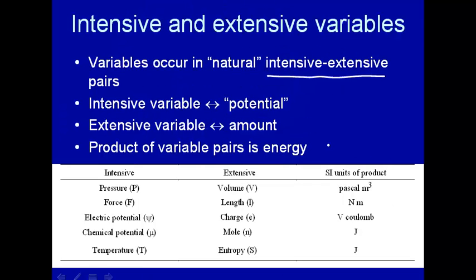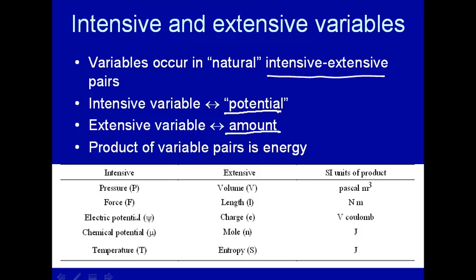Okay, so we have extensive and intensive variable pairs, and there are natural variable pairs. One way to look at this, and when we talk about equilibrium thermodynamics and equilibrium more precisely later on, the intensive variable can be viewed as a potential, and the extensive variable can be used as amount. And these natural pairs, when you multiply these together, you get energy.